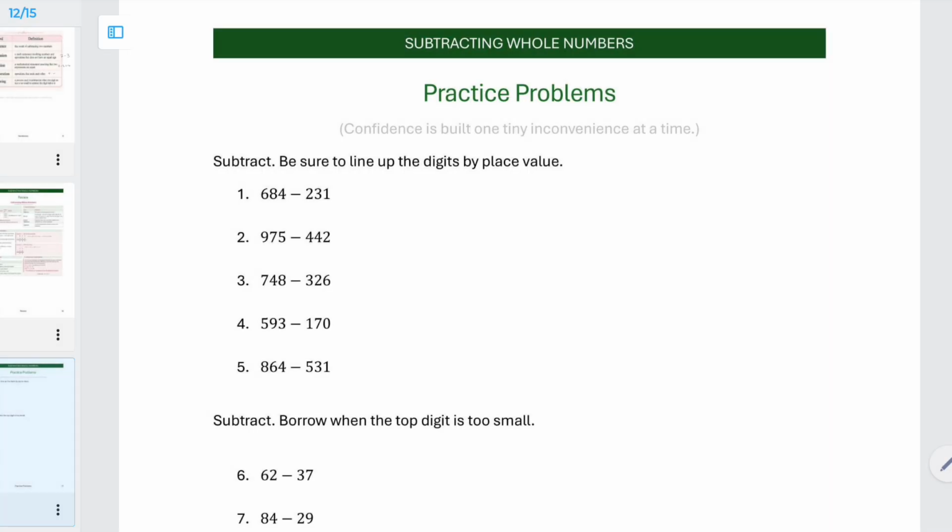Practice problems. Subtract. Be sure to line up the digits by place value. Okay, so for this first one, we have 684 minus 231.